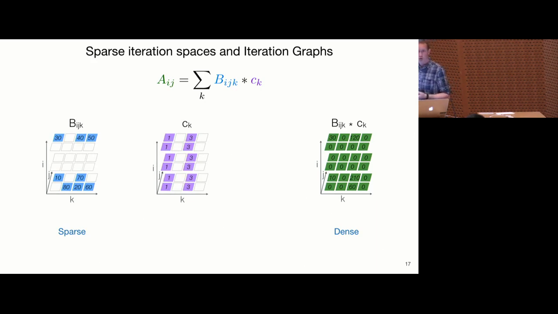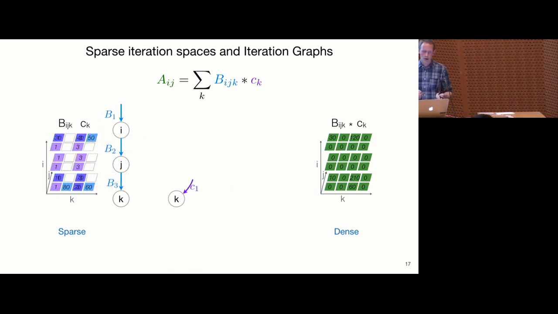But for sparse computations, it's harder, and in many different ways. So here I have a sparse tensor B, and I also have a sparse vector that's replicated across the ij dimensions. I showed on the previous slide that this sparse tensor B can be thought of as this dependency going through the different dimensions due to the sparse data structure. The same is true for C. It's just that C only intersects on the k dimension because it's a vector, so it only has an axis in that dimension.